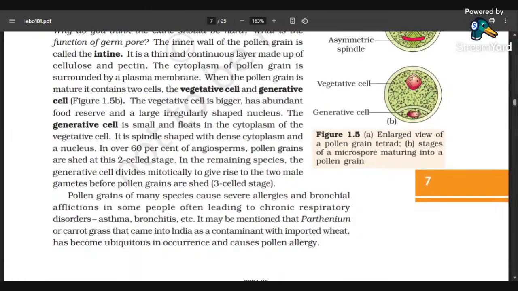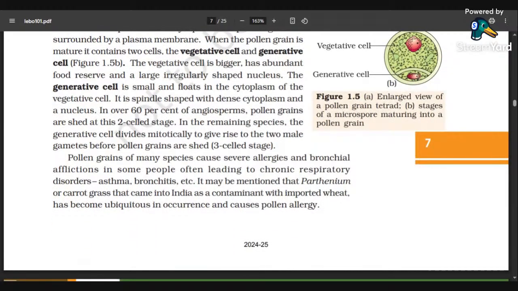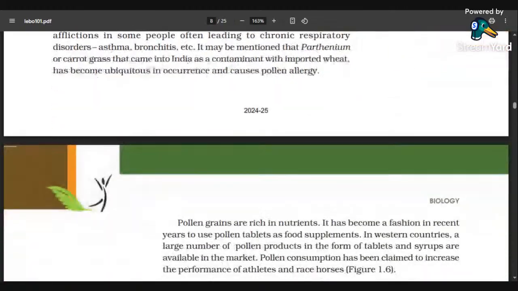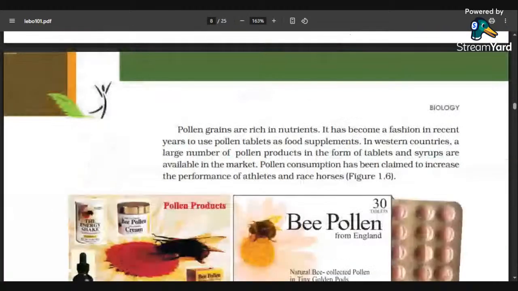Pollen grains of many species cause severe allergies and bronchial afflictions in some people, often leading to chronic respiratory disorders like asthma and bronchitis. It may be mentioned that Parthenium, or carrot grass, that came into India as a contaminant with imported wheat has become ubiquitous in occurrence and causes pollen allergy. Pollen grains are rich in nutrients.